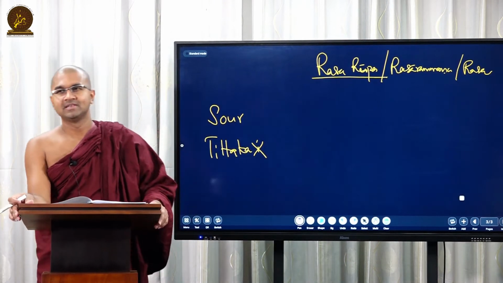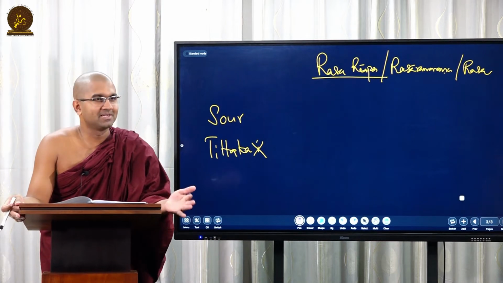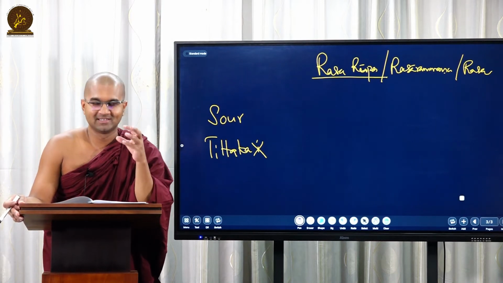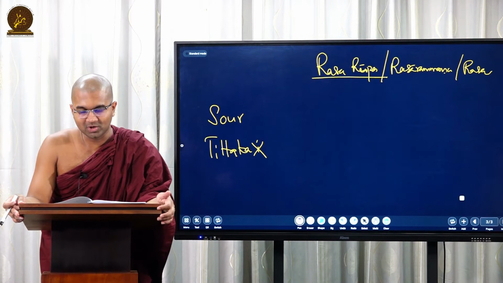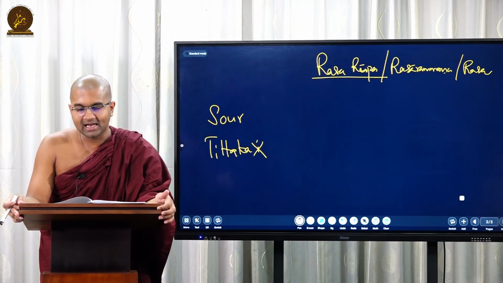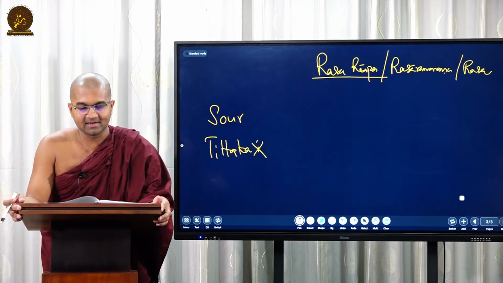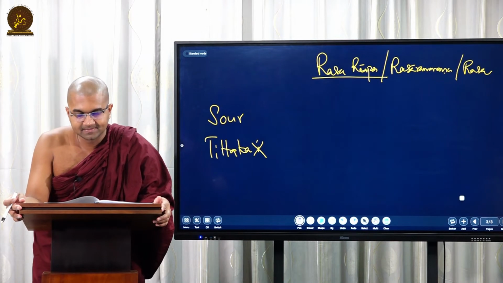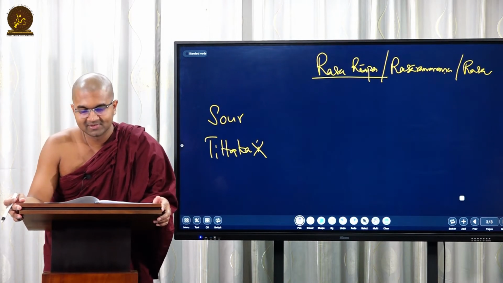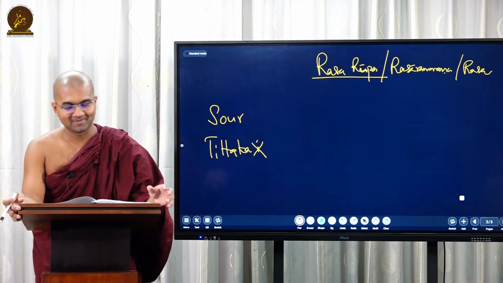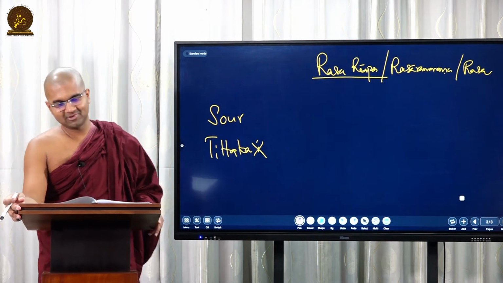Katuka, I don't know whether I translate it right, sharp. It's a sort of sharp taste. Lonika, salty. Karika, alkaline taste. Then Kasava, acidity. I think the spelling is wrong. Acidity, anyway, right? Acid, not sure.